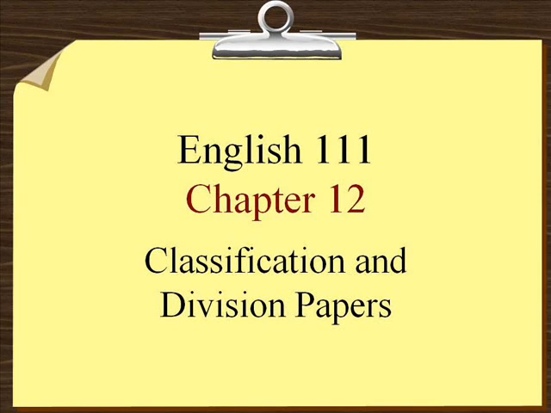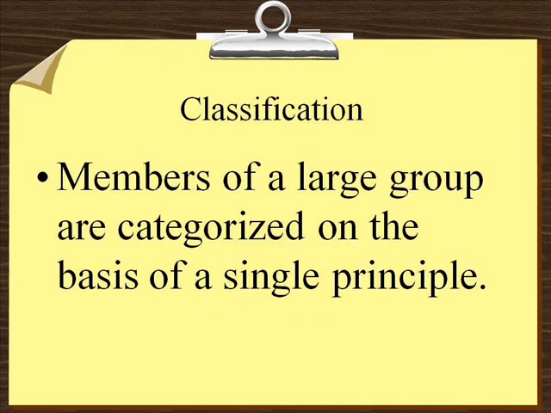Chapter 12, Classification and Division Papers. In a classification paper, members of a large group are categorized based on a single principle. What you will find is that the resulting pieces still display the characteristics of the original group.